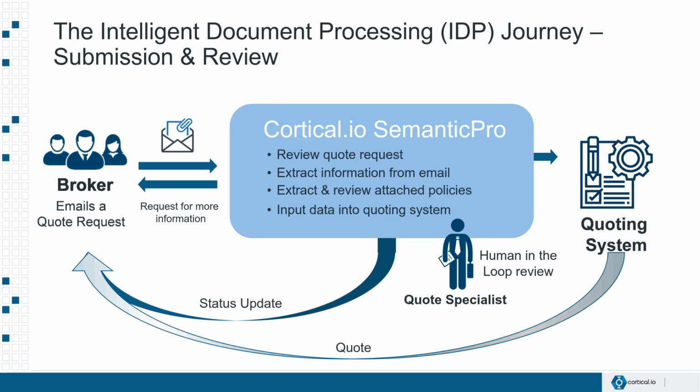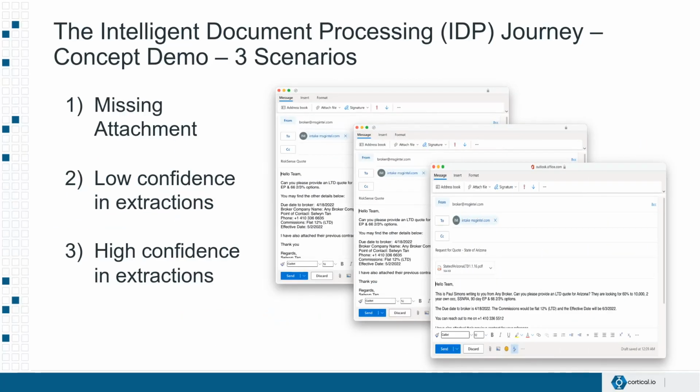What we're doing is we're replacing that manual process, or much of that manual process, with Semantic Pro. And so Semantic Pro can get the email, review it, determine if it has the right information. If it does, it can extract information out. Based on the results, it can have a human in the loop that's reviewing that information and verifying or correcting. It can also push to the quoting system. It can provide updates to the broker, and once it has the right information, it sends it back to the broker. So that's the same process using cortical.io Semantic Pro.